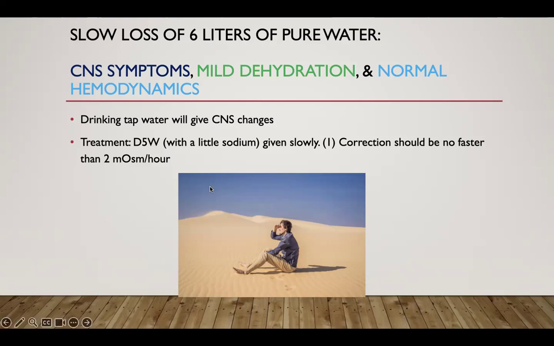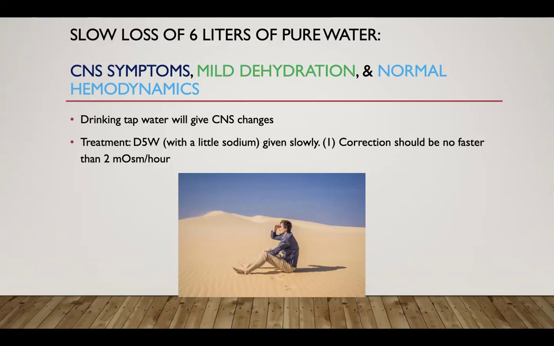And then how do you treat this? You treat this with D5W. So this is dextrose with a little sodium, and you give it slowly. So why dextrose? This is because you give dextrose, it goes into your body, and a lot of the sugar gets absorbed. And so then it becomes more hypotonic. And so you're not correcting the loss as quickly.